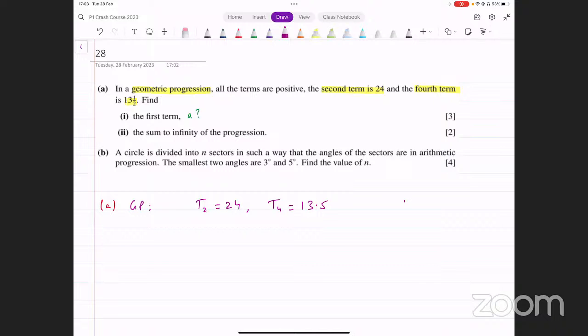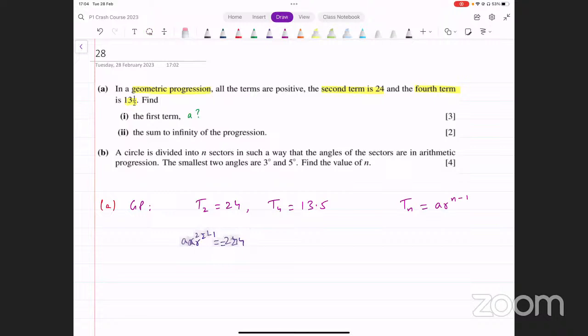Now, what's the term formula for a GP? It's given in the formula sheet. The term formula is A R raised to power n minus 1. What we can do is find the second term using that formula. What would the second term be? A R raised to power n minus 1. So n is 2 in this case, so that's 2 minus 1. That should equal 24.